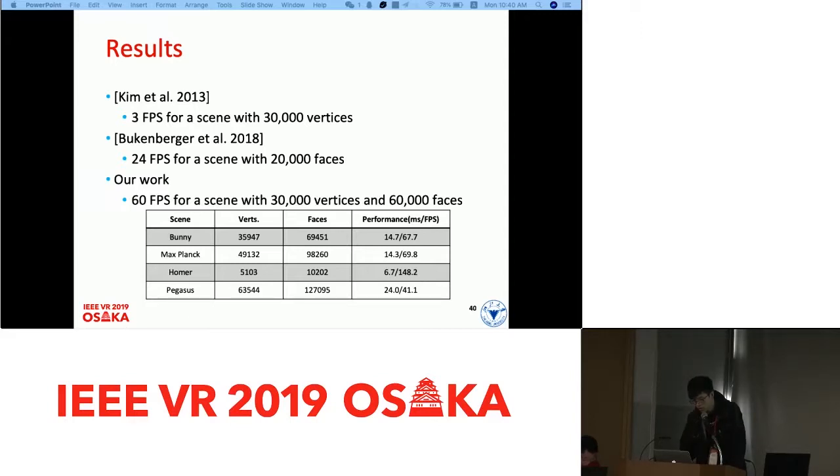In King et al.'s work, they achieved 3 frames per second for a scene with 30,000 vertices, and in Brukenberger et al.'s work, they achieved 24 frames per second for a scene with 20,000 faces. In our work, we achieved 60 frames per second for a scene with 30,000 vertices and 60,000 faces. Therefore, our method enables the real-time rendering and editing of stereo consistent contours.